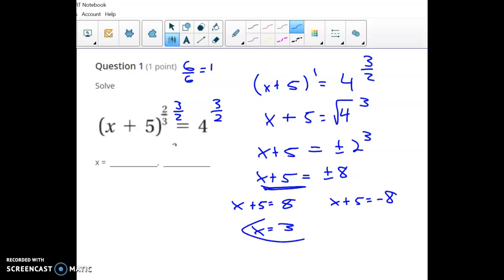Minus 5 here gives us 3. Minus 5 here, negative 8 minus 5, negative 13. And so those are our two answers of 3 and negative 13.